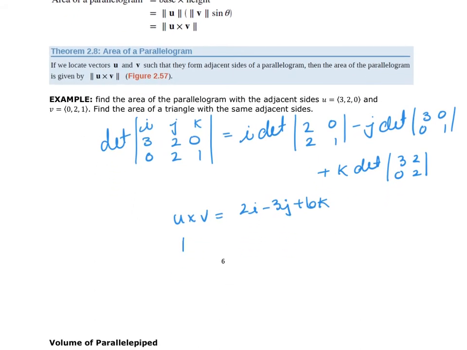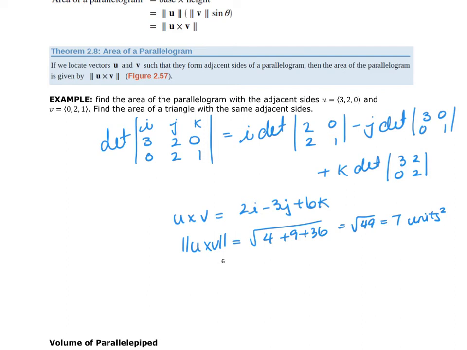What I now have to do is find the magnitude of u crossed with v. When I find the magnitude of u crossed with v, I'm going to get the square root of 4 plus 9 plus 36. And so I get the square root of 49, which is 7. So the area of this particular parallelogram with those adjacent sides is 7 units squared.